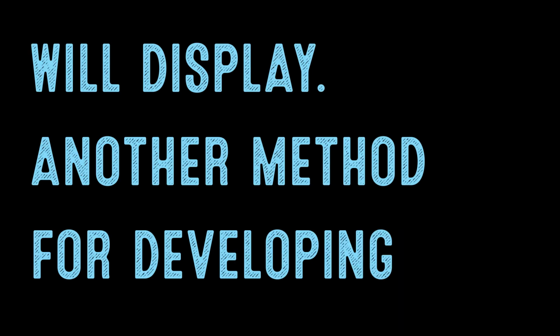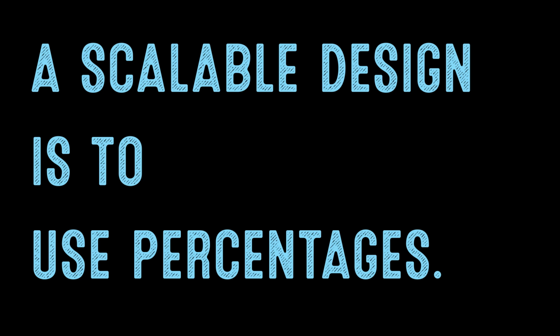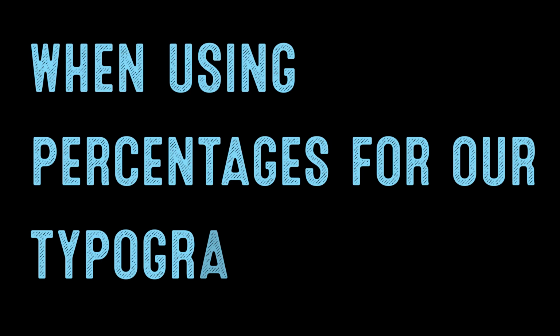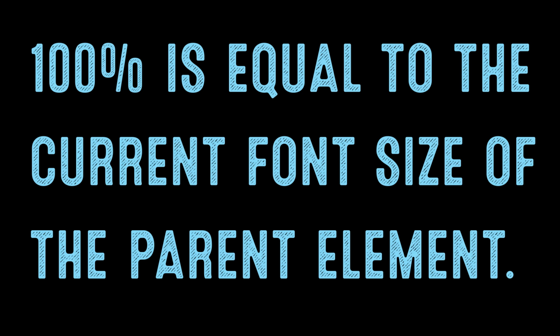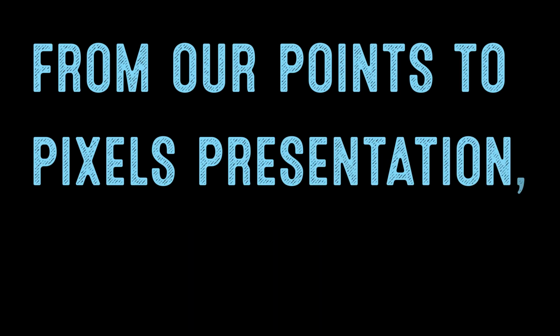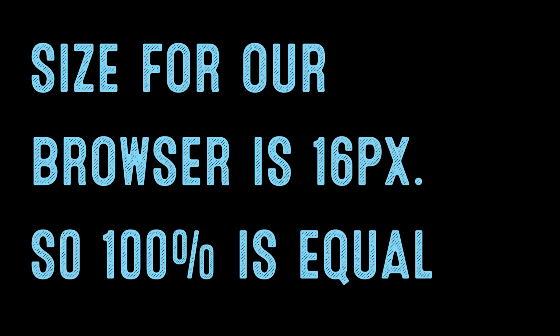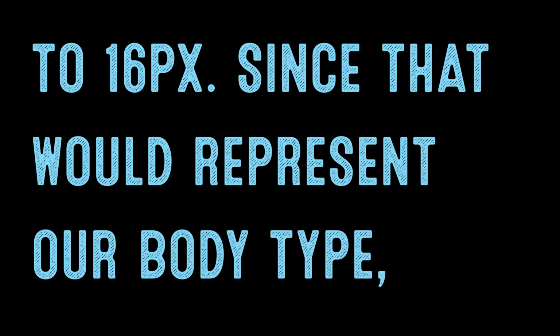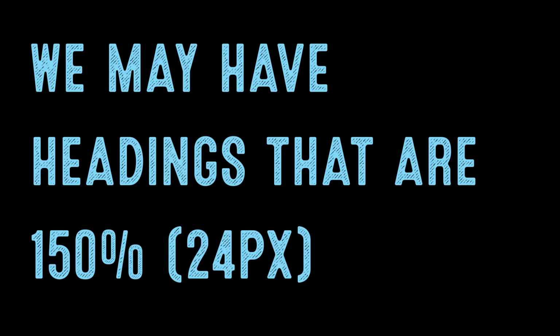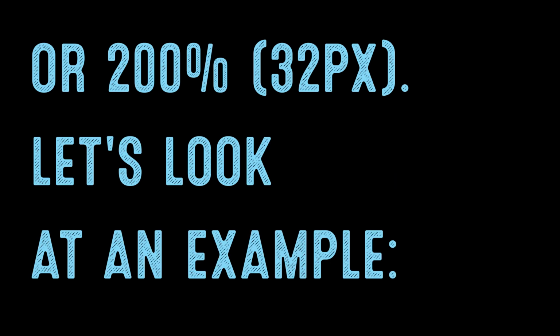Another method for developing a scalable design is to use percentages. When using percentages for our typography, 100% is equal to the current font size of the parent element. From our points to pixels presentation, the default font size for our browser is 16 pixels. So 100% is equal to 16 pixels. Since that would represent our body type, we may have headings that are 150% or 24 pixels, or 200% or 32 pixels. Let's look at an example.